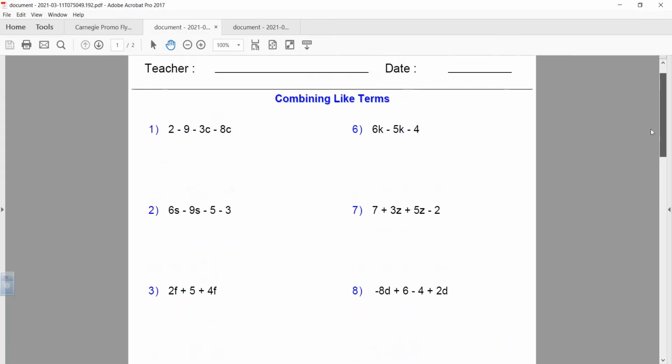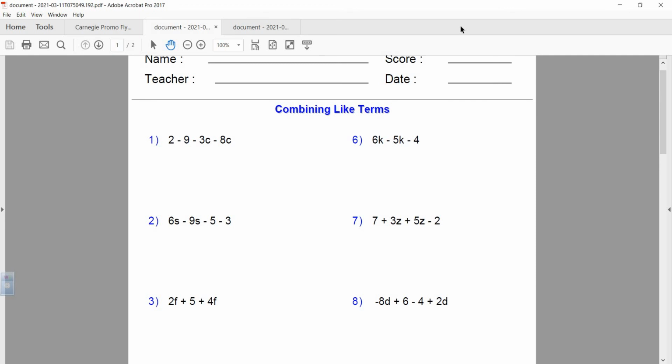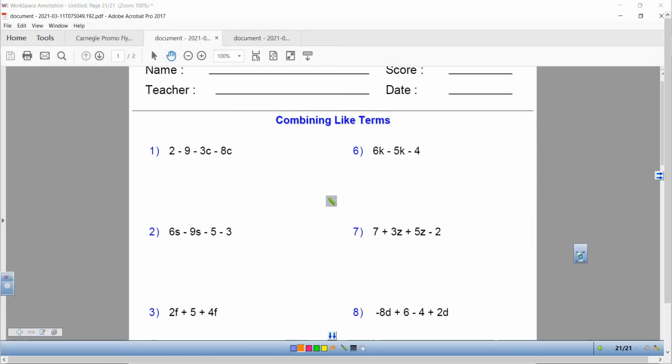Okay, let's do one or two more, and then that's going to be it for our video on combining like terms. Many times these ones with subtractions are the ones that students will often have challenges with, which is why I save them for the end here.